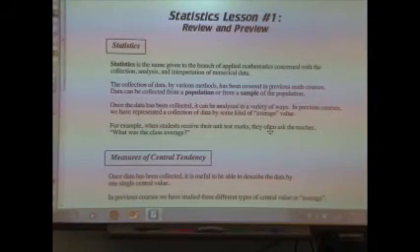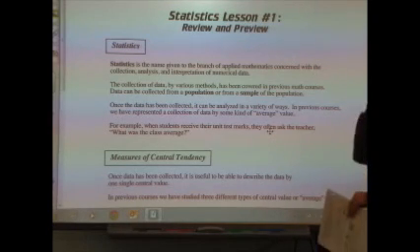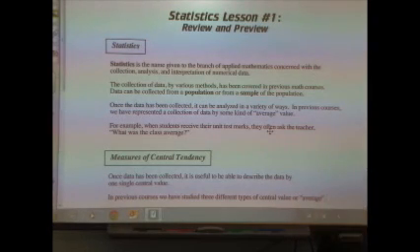So this is chapter 5, the beginning of chapter 5 on statistics. We're going to start off today with a review and a preview of what we'll be looking at in this chapter. Statistics is the name given to the branch of math concerned with the collection, analysis, and interpretation of numerical data.